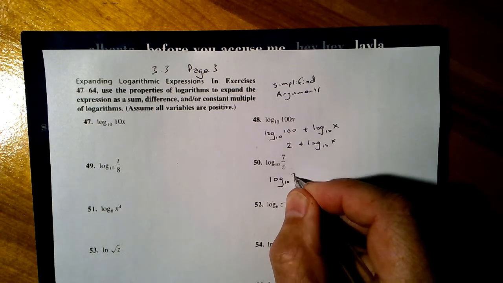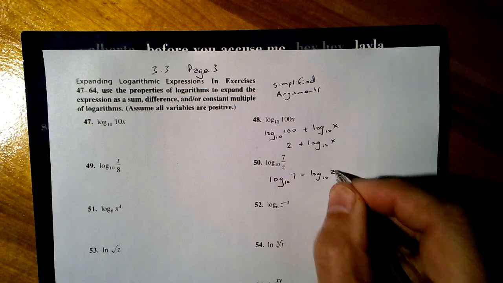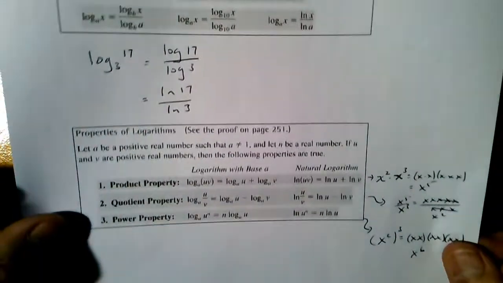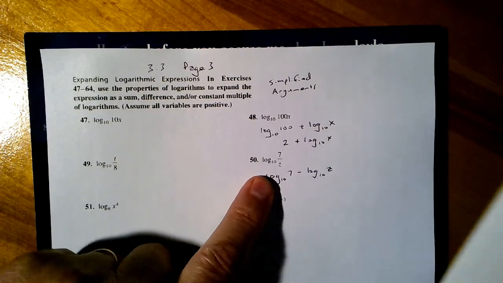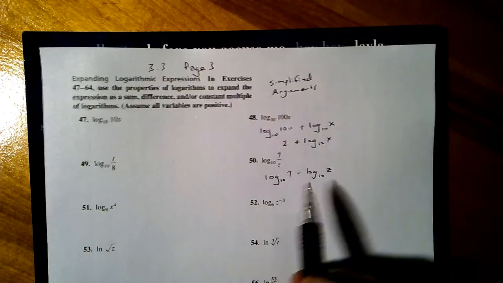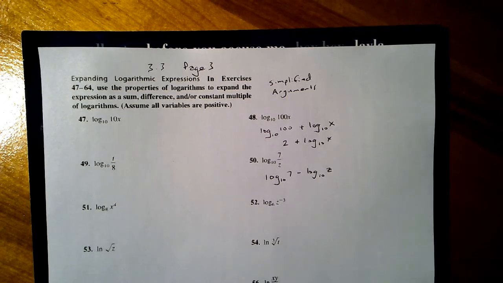Log base 10 of 7 minus log base 10 of z. If you don't know where that's coming from, I recommend you go back and relook at 3.2, but it is just our quotient becomes the difference of the logs. What is the exponent that turns 10 into 7? No idea. Well, some idea. It's less than 1, but that's about it.